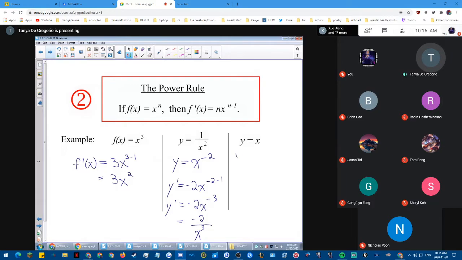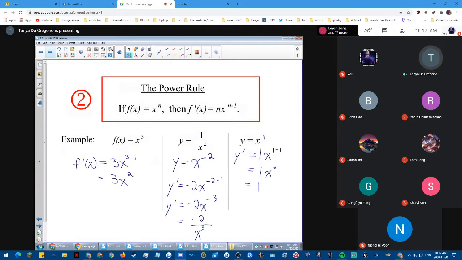Okay, y equals x. What would the derivative be of y equals x? 1. Good. Why? Because the exponent is 1 here. So the 1 comes down. Now you have 1 minus 1, which is 0. Anything to the exponent 0 is 1. You do not have to write all of this. So whenever you see y equals x, you know the derivative is 1. This will become second nature to you. As you do the homework, you're gonna pick this up very quickly.